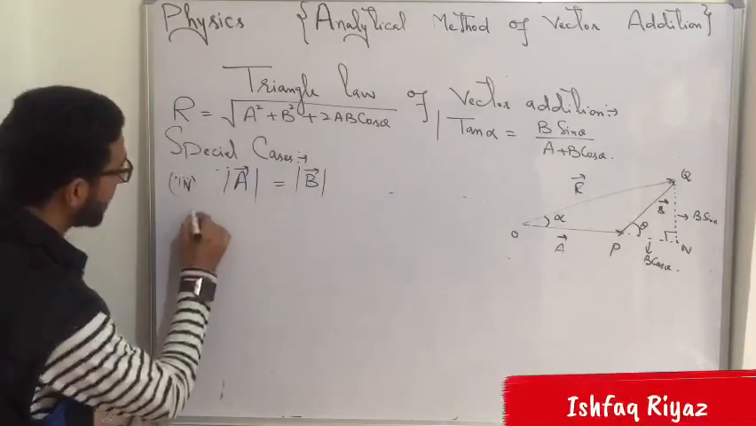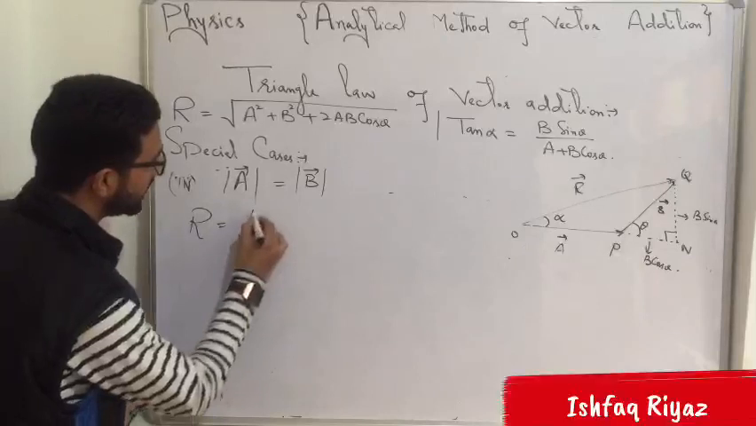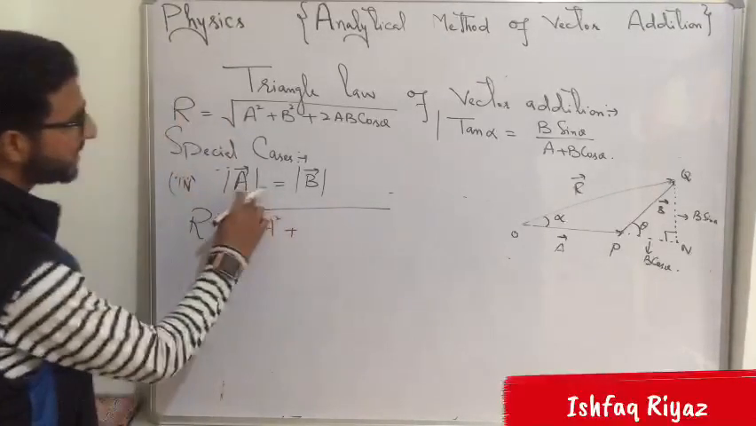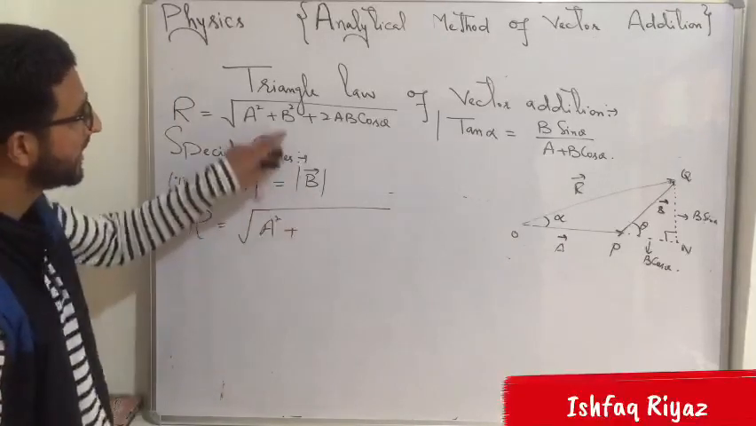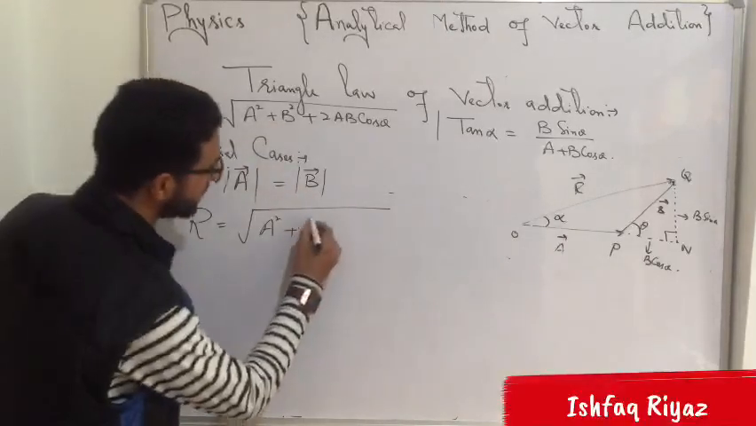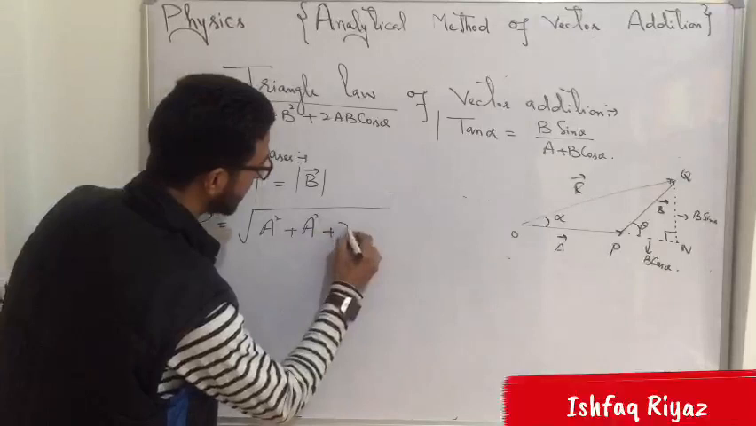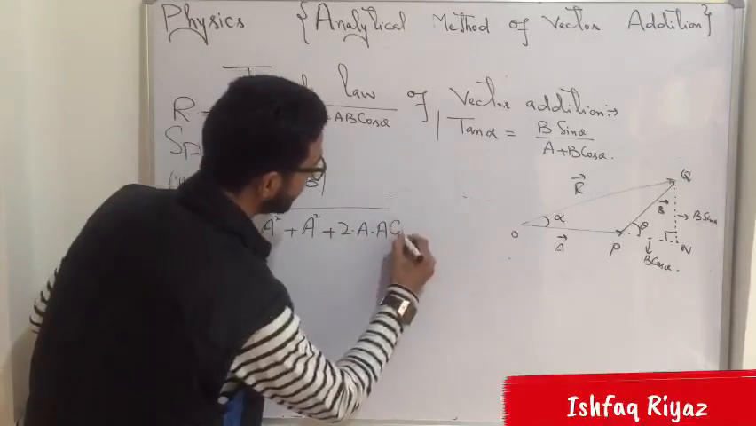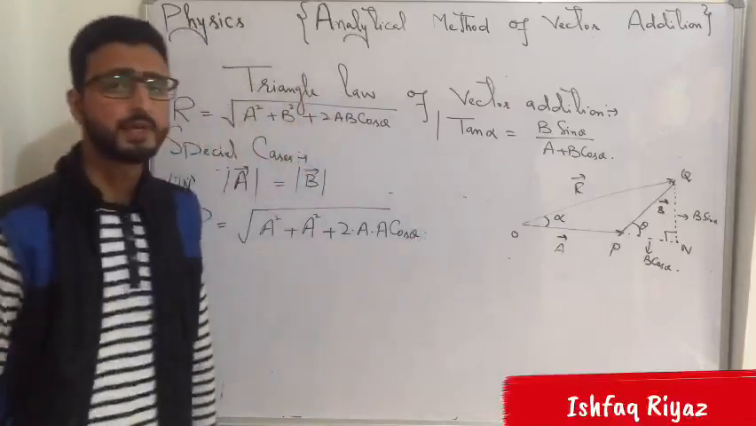So what will we write? R is equal to under root of a square plus, since the magnitude of A is equal to the magnitude of B, in place of B square I will write A square only, plus 2A, in place of B I will write A only, so this is cos of theta. Okay?